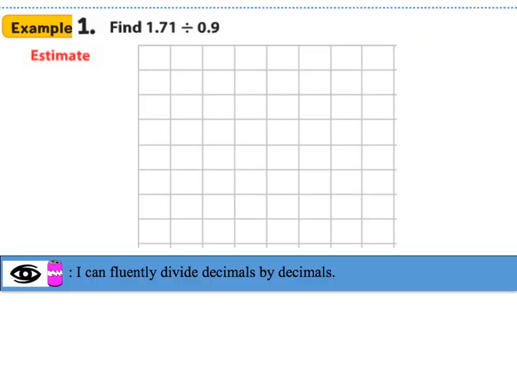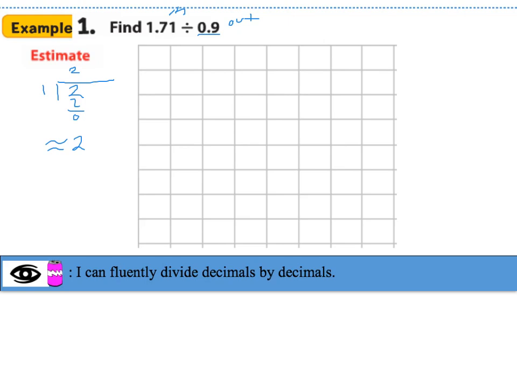Okay, so let's work with example 1. Example 1 says 1 and 71/100 divided by 9/10. So let's go ahead and estimate. This would be my in. This would be my out. So let's look at 1 and 71/100. If I round that to the nearest whole dollar, I think I get about $2 for that one. And if I round 9/10, that's close to 90 cents. 90 cents is close to $1, so let's divide. 1 goes into 2 twice. So my answer is approximately close to 2.